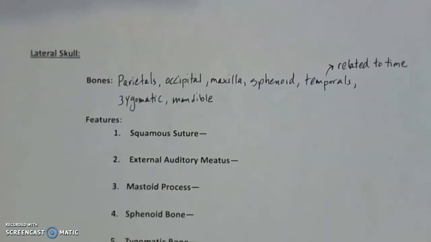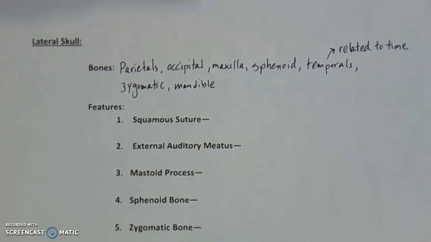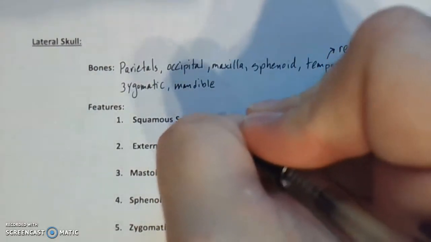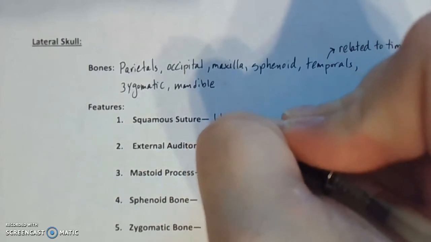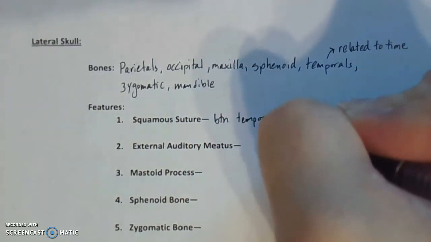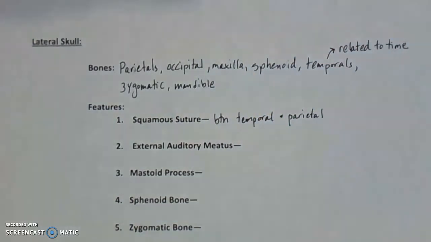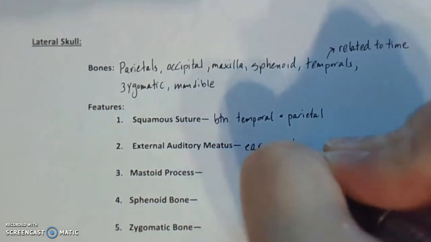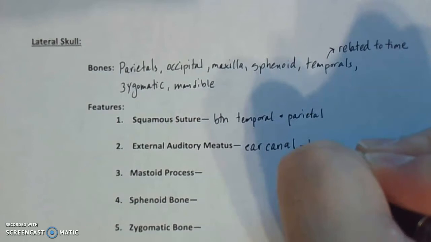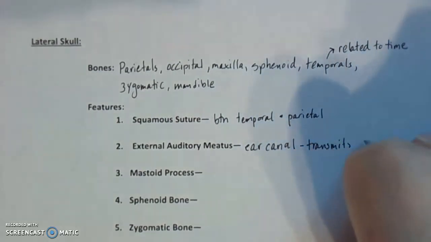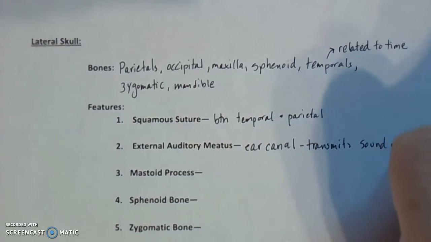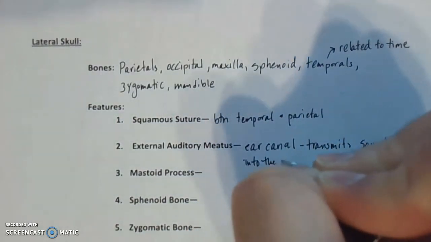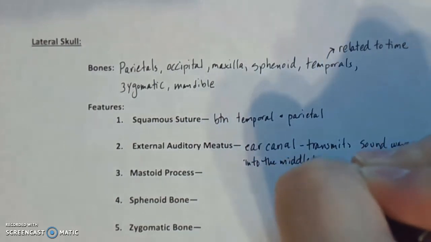If we go back and look at these features, the first thing that we have is the squamous suture. This is between the temporal and parietal. We would have these on both sides of the skull. The external auditory meatus is the opening for the ear canal. It helps transmit sound waves into the middle and inner ear.